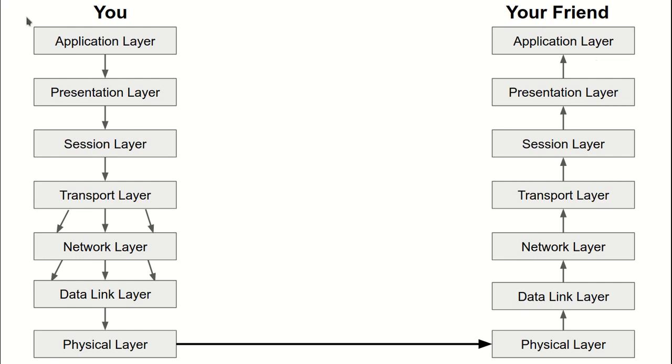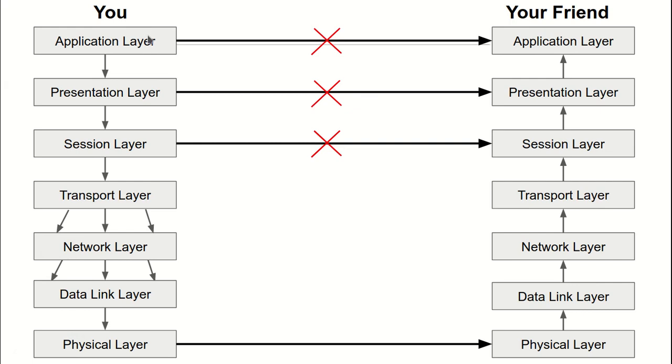So this process will happen from upward to downward, and from downward to upward. It won't happen the way I told you before, where the application layer communicates directly with the application layer, the presentation layer with the presentation layer, the session layer with the session layer, and so on. That will not happen. Instead, it will go downward and then back upward. This is the functionality of the OSI model.